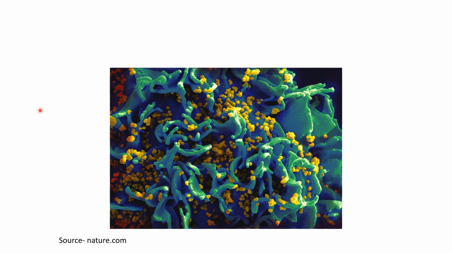Now, I thought you might be interested in seeing this. Can you guess what these yellow dots present here are? This was one of the first electron micrographs of the HIV-1 virus. This has been published in Nature, and this was one of the first photos of HIV-1.